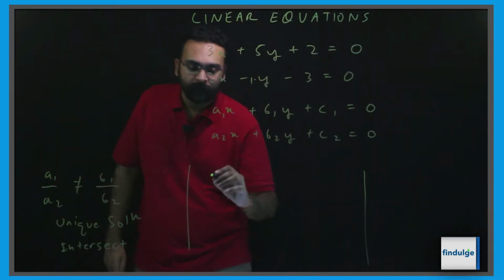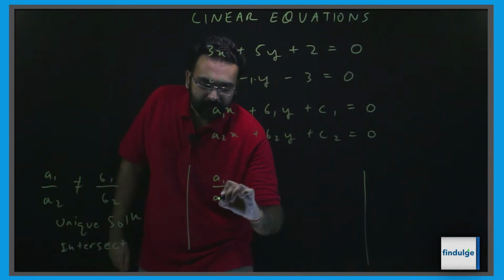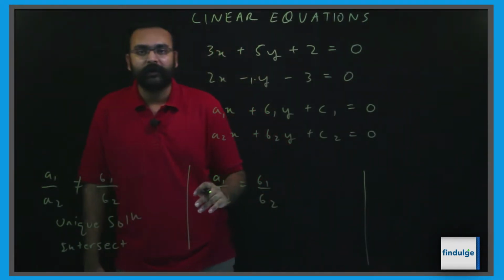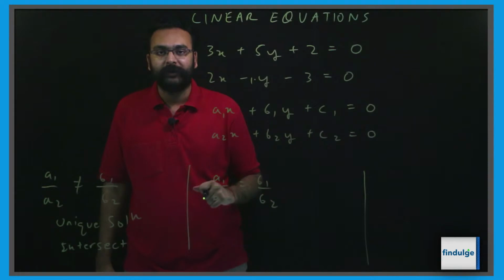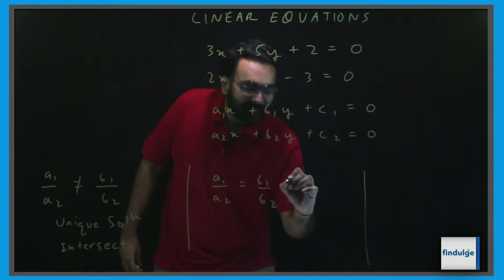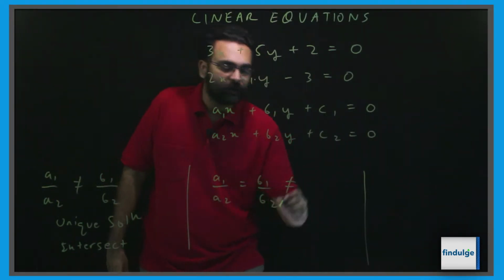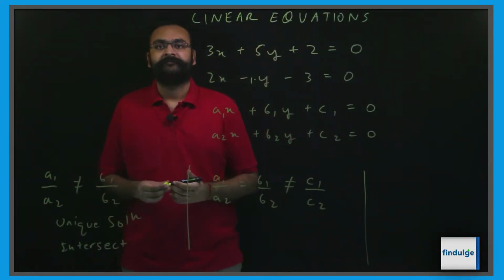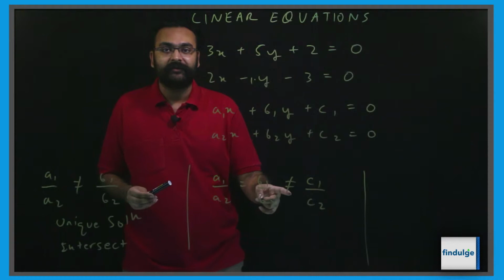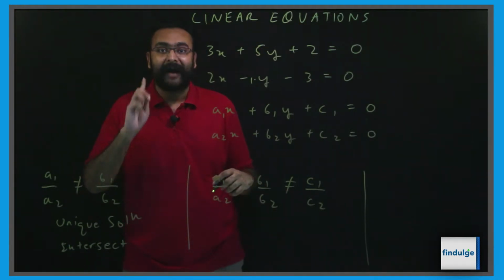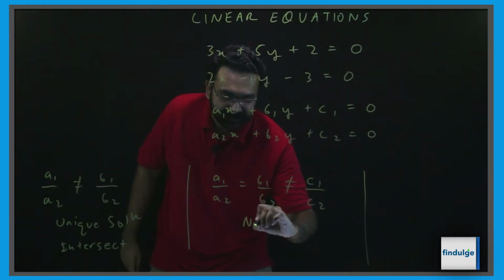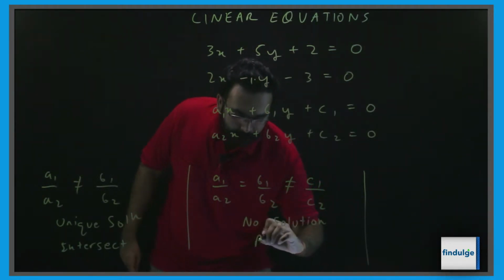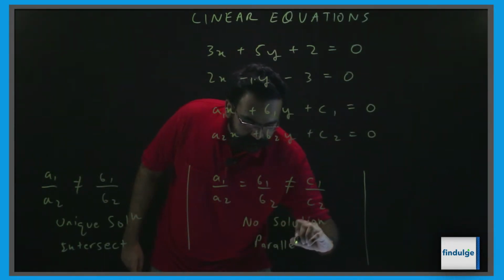Case number 2 is where the ratio of the coefficients is equal. So a1 upon a2 is equal to b1 upon b2, but it is not equal to the ratio of the constants. In this situation, the lines are said to be parallel and we say there is no solution, or parallel lines.